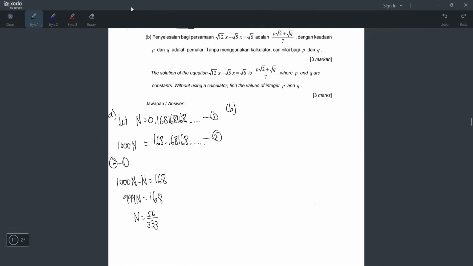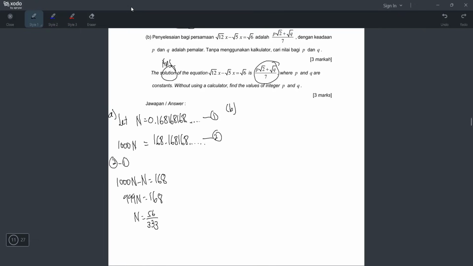Okay, let's go to B. The solution of the equation. Solution means the answer, right? So the answer for the equation is this, right? So this is the answer, where P and Q are constants. Without using a calculator, find the values of integers P and Q.